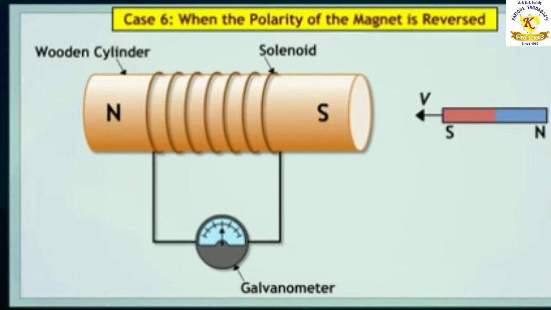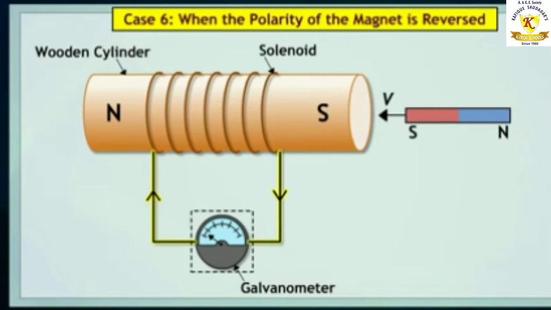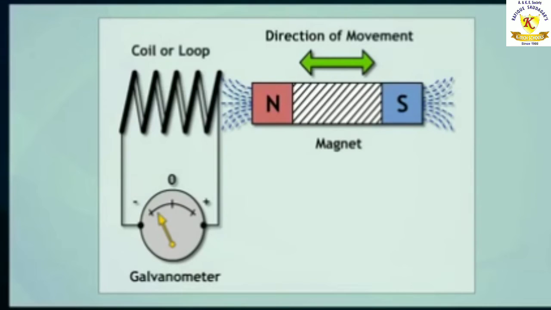If the polarity of the magnet is reversed and the magnet is brought close to the solenoid, then the current flows in an opposite direction. The galvanometer accordingly turns towards the left. Now, what has Faraday observed?